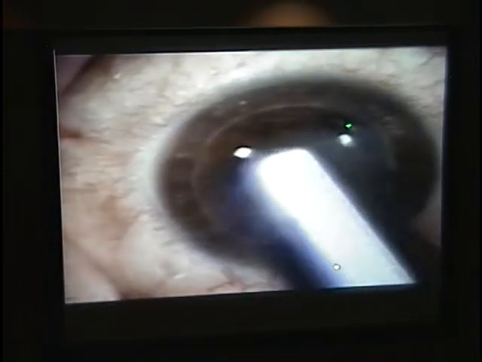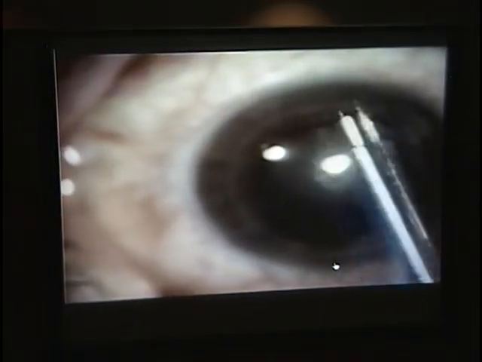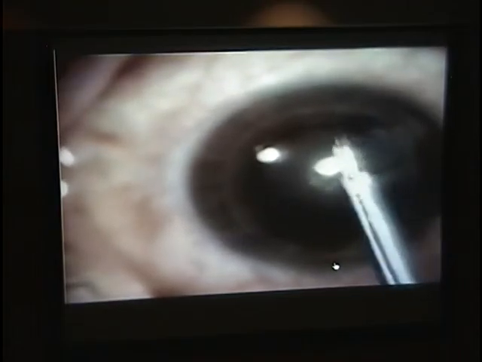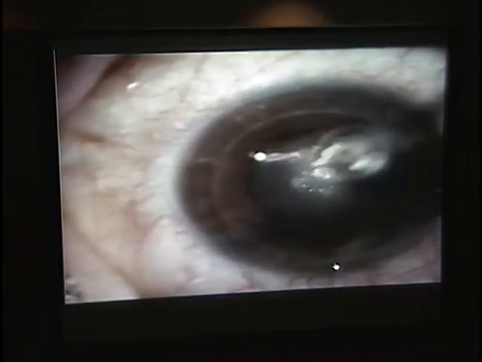We make the initial incision using a diamond knife with two blades that has a variable width, which we adjust now to approximately 1 millimeter. We do approximately a 1 millimeter resection to just excise the scar.